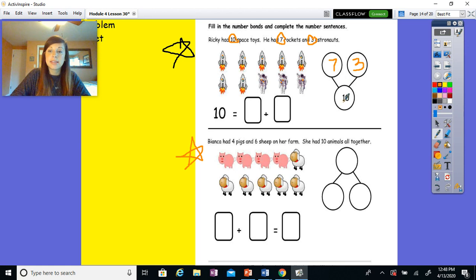7 and 3 makes 10. Or we can say 10 is 7 and 3. So all I'm going to do is take my parts and plug them in. 10 equals 7 plus 3. Okay, so we can say 10 equals 7 plus 3. Excellent, friends. Now remember, this one is for you to try on your own.